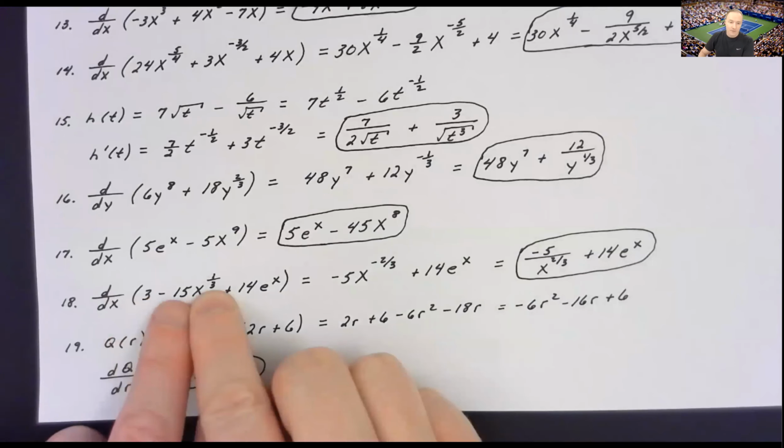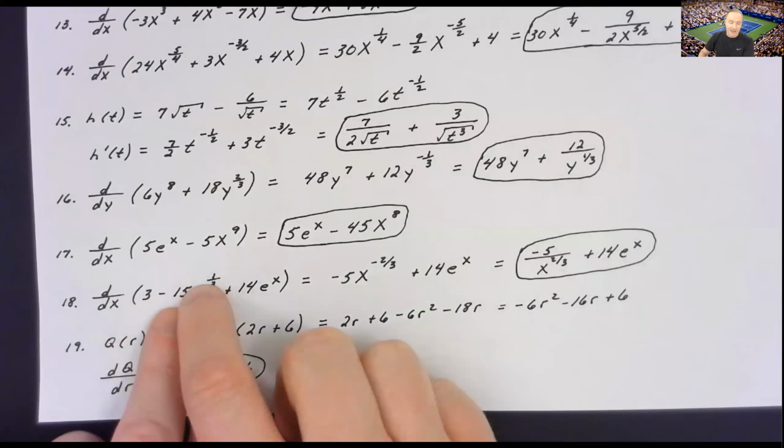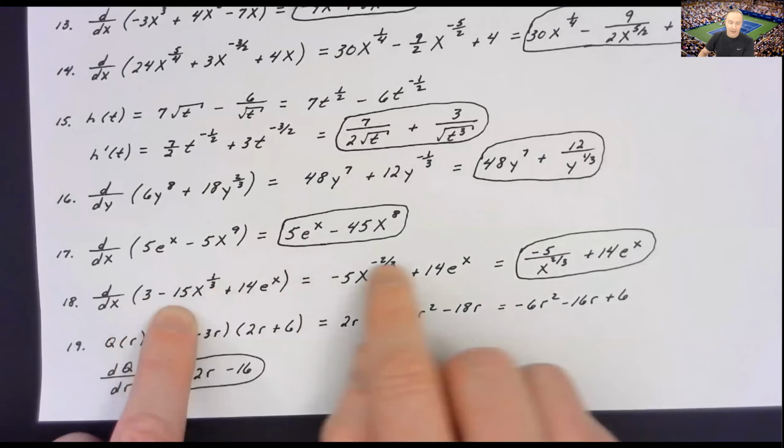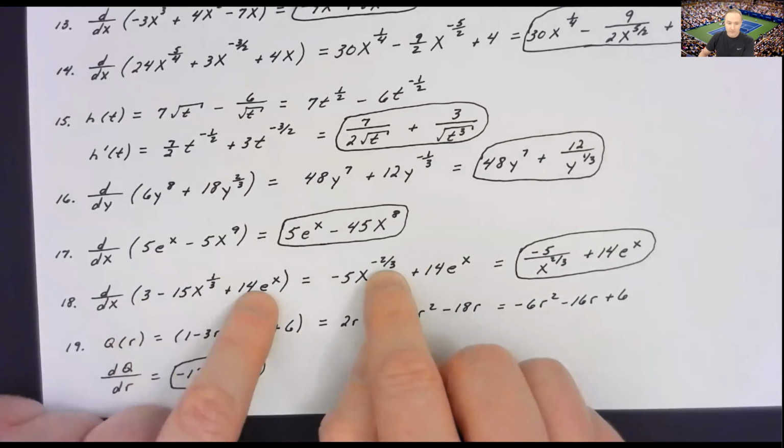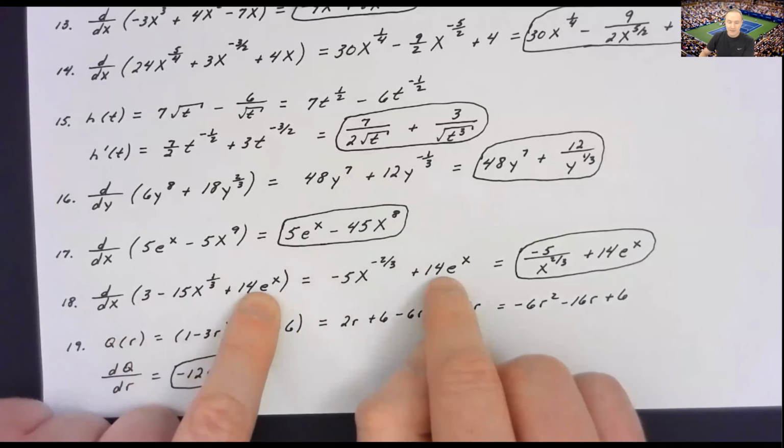The second term, you're going to have 1/3 times negative 15. That's negative 5. And then you'll have x to the negative 2/3 when you subtract the 1 from the exponent. Derivative of 14e to the x is just 14e to the x.